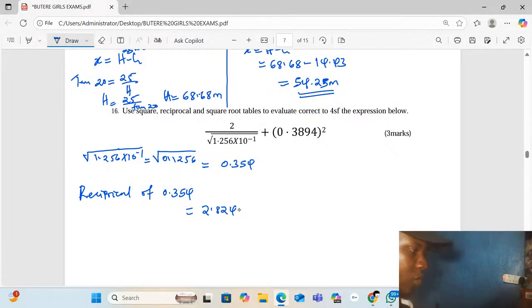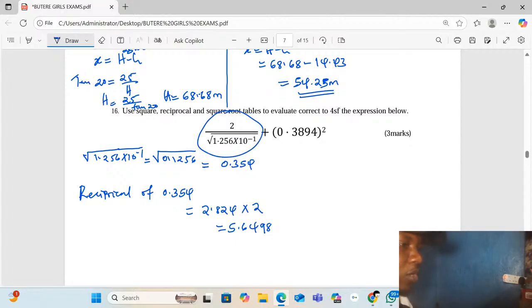Now, this is divided by, it's a division, but now we found the reciprocal. Therefore, we are now going to multiply. This is 2 times the answer, which is 2.824, so that we arrive at 5.6498. So we are done with this first part.